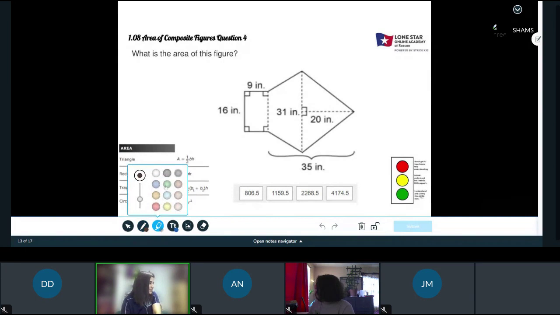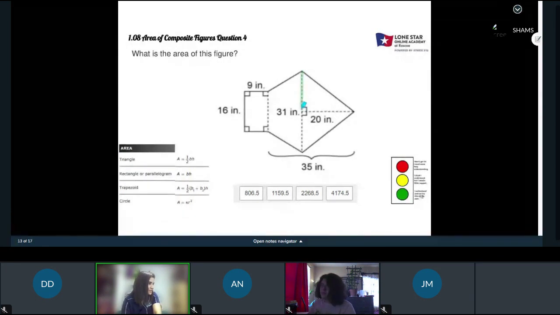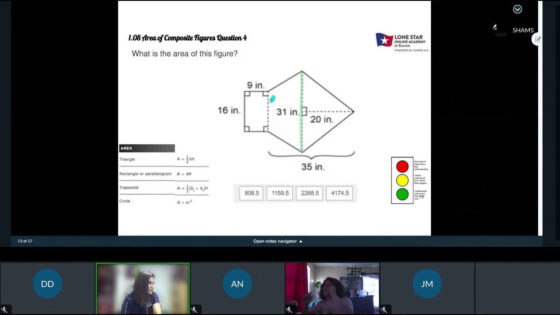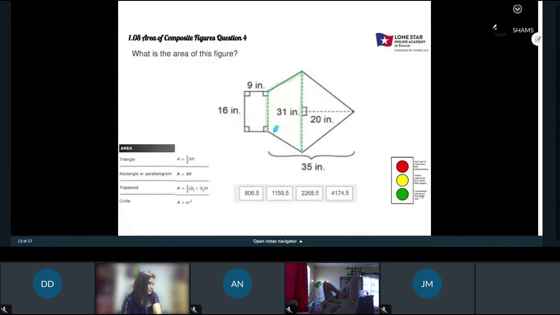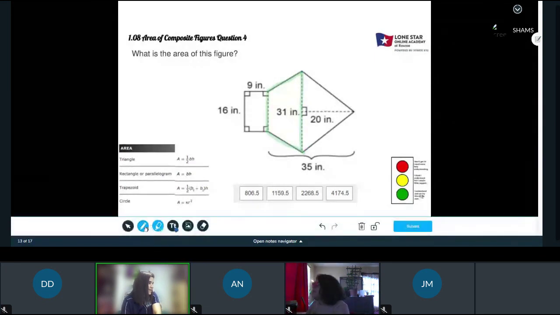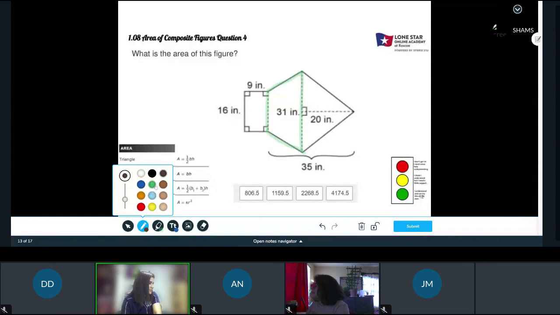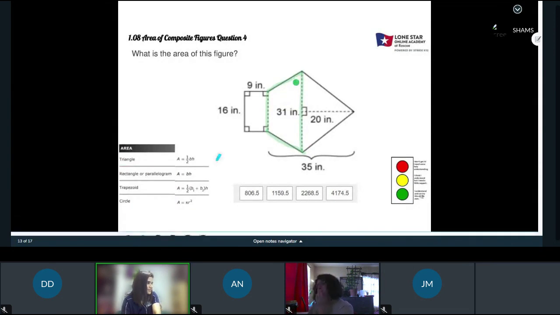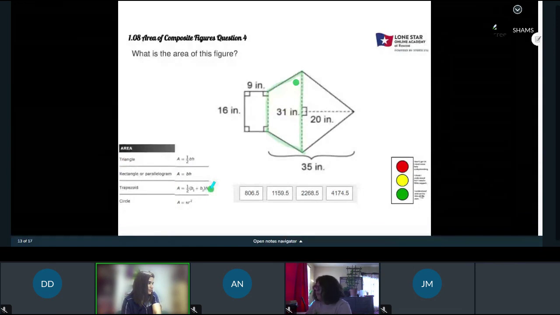So what I see, as we turn to the slide, you guys see a trapezoid with these two bases. You see a trapezoid. Right? And I'm going to mark it with green. This is a trapezoid. This is the formula for the area of a trapezoid.